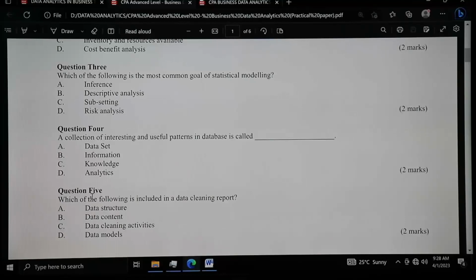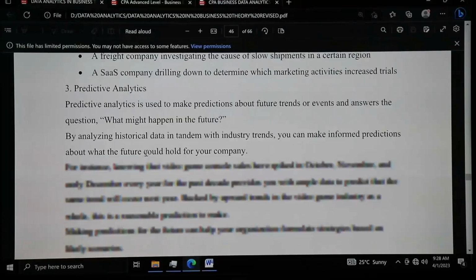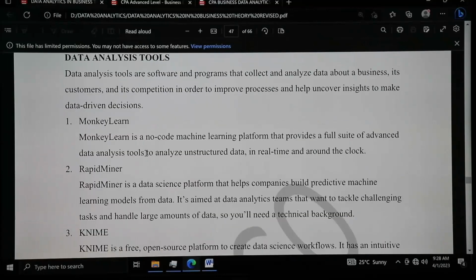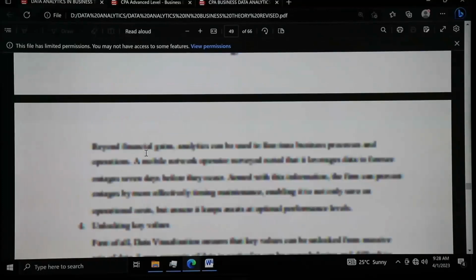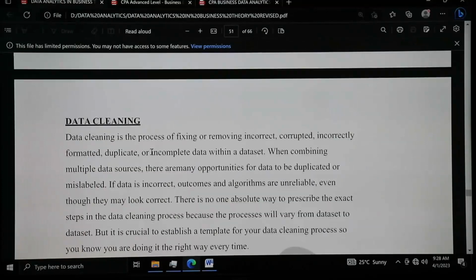And the next question: which of the following is included in a data cleaning report? What is included in data cleaning? What is data cleaning? If you go through this again, we also discussed data cleaning. When you are running data cleaning activities, we say it is the process of fixing or removing incorrect, corrupted, incorrectly formatted, duplicate, or incomplete data within a data set.